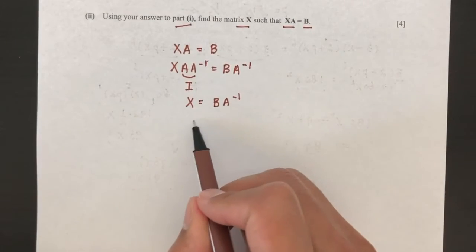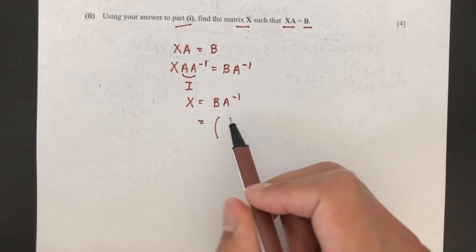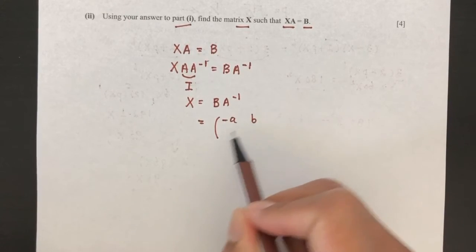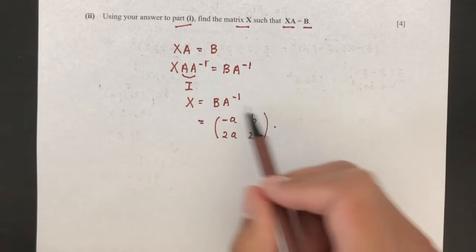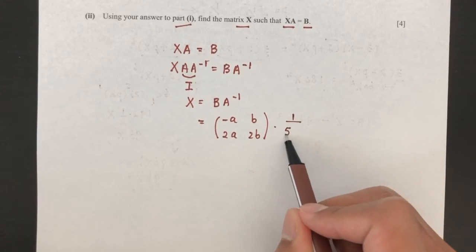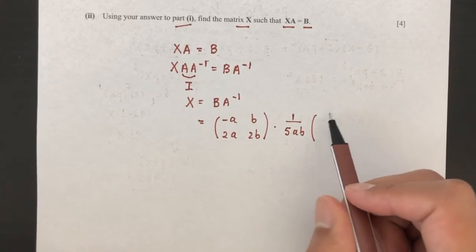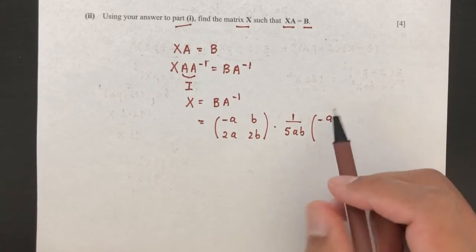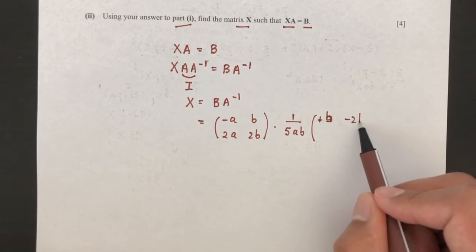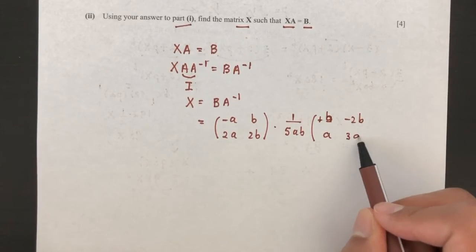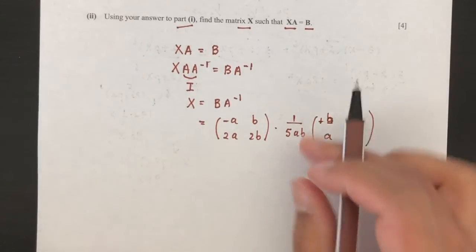Okay, so let's do that. That will be B. B is given to you by minus a, b, 2a, and 2b. And A inverse is given to you by 1 over 5ab times b, minus 2b, a, and 3a. Okay, so we can just take this out as a constant.